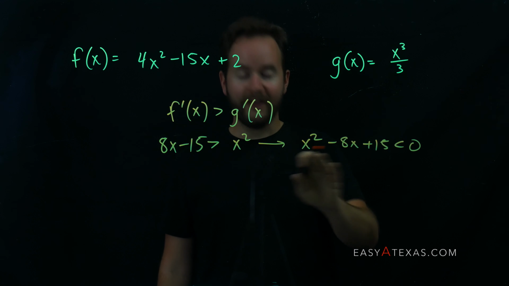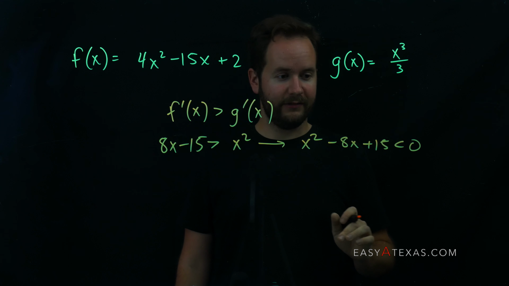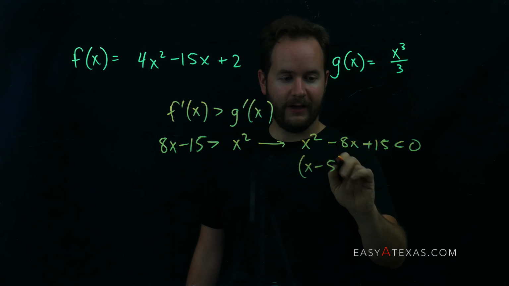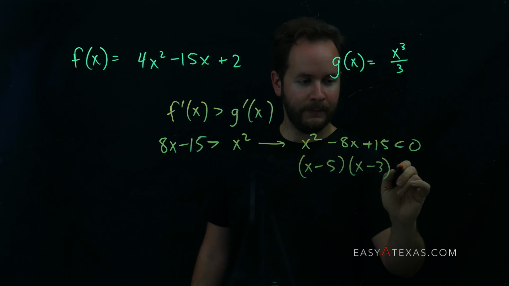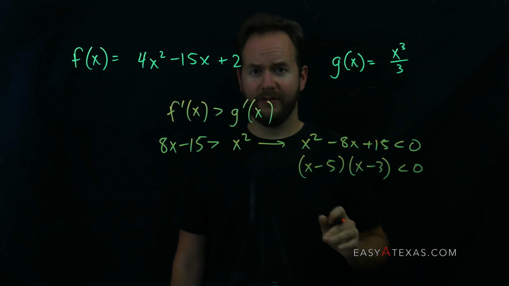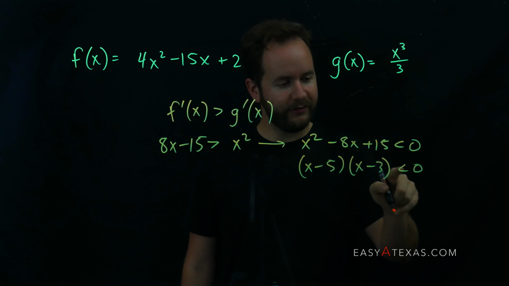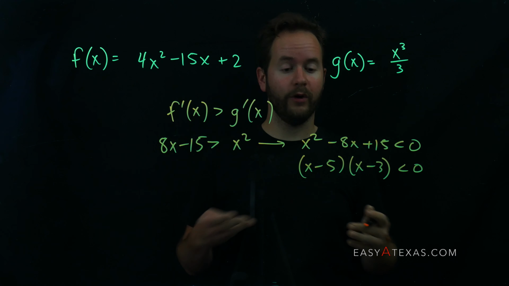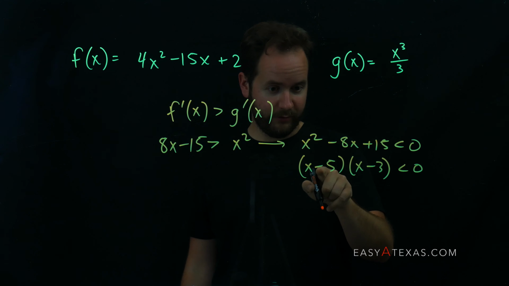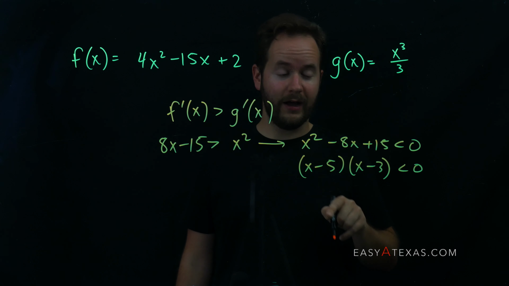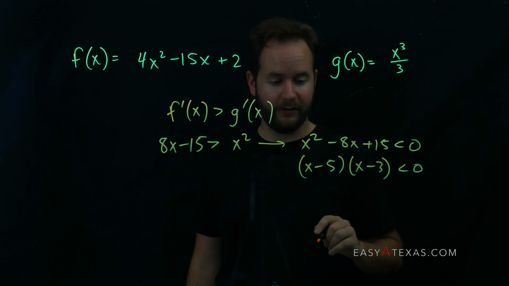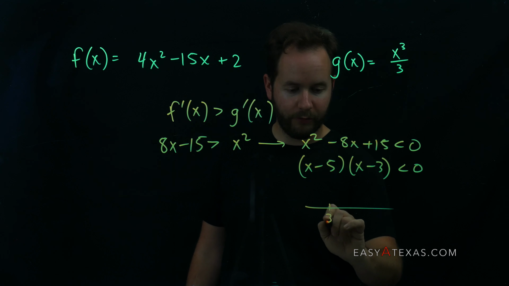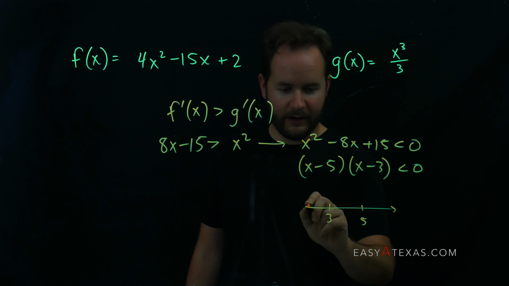Okay, now I can factor this expression, x squared minus 8x plus 15, into x minus 5 times x minus 3. What values of x cause this to equal 0? Yeah, I know it says less than 0, but in order to figure out where it's less than 0, we're first going to figure out where it's equal to 0. I can say with some confidence that x equals 5 and x equals 3 cause this entire thing to equal 0. So I'm going to draw a number line with 3 and 5 on that number line.